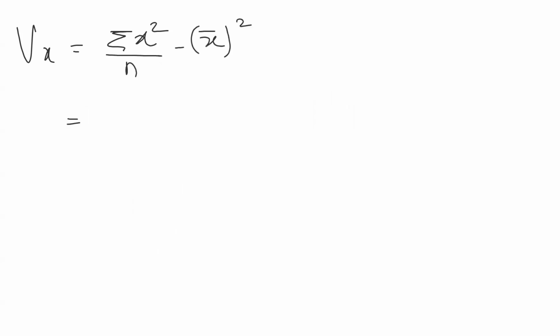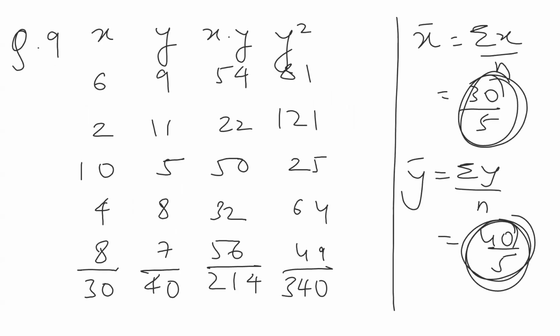Okay, so first we'll calculate variance of x now, because we require standard deviation of x square. Summation x square upon n minus x bar square. So summation x square, so x square, just make a column of it.